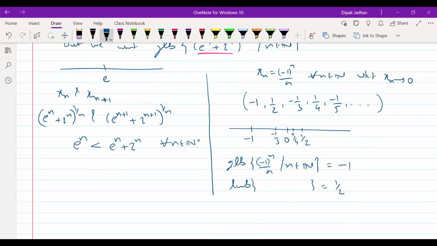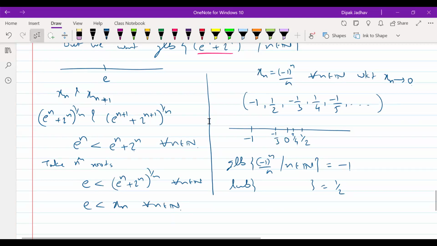You take the nth root on both sides. What will you get on the left? e. And the right hand side, (e raised to n plus 2 raised to n) whole raised to 1 by n. That's the nth term of your sequence.